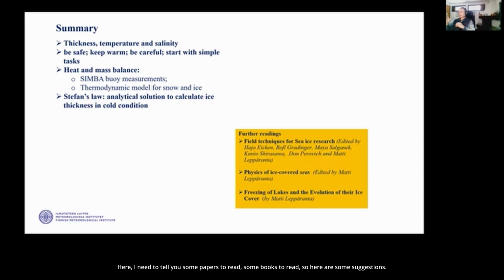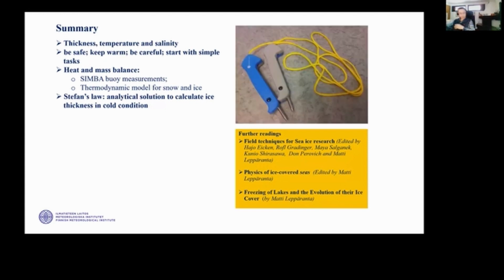And here, by request, I need to tell you some papers, some articles, some books to read. So here are some suggestions. I think these are very good papers, very good articles and books. If you want to learn more about snow and sea ice thermodynamics, I would recommend you check all these books and papers.